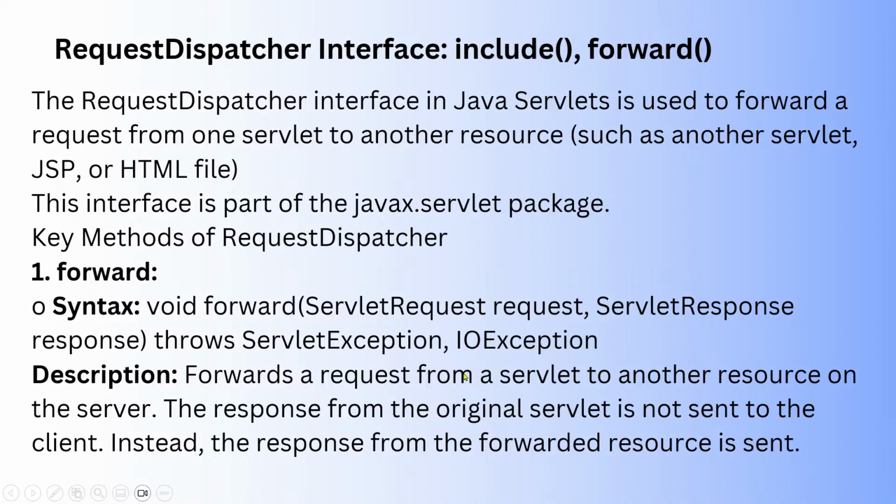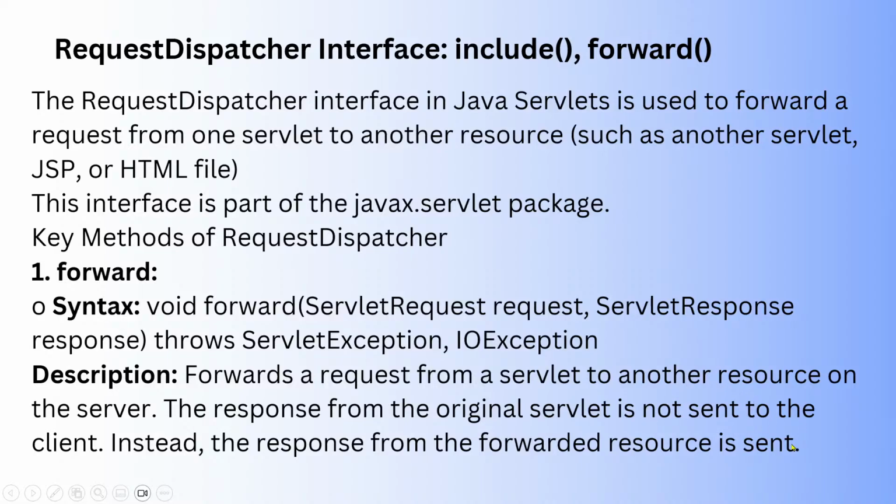Now suppose I'm using one servlet, servlet 1, and another resource file, resource 1, that I want to access. At that time, I can send this message, or I can use this forward method, to forward from servlet 1 to resource 1. The response from the original servlet is not directly sent to the client. Instead, the response from the forwarded resource is sent.